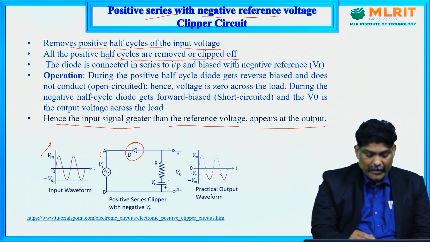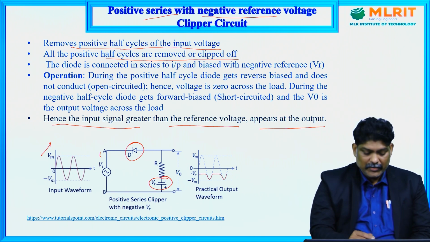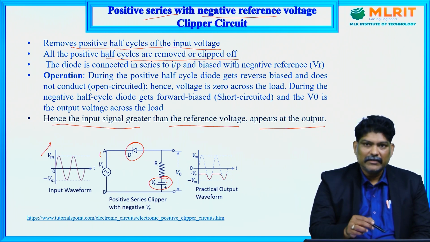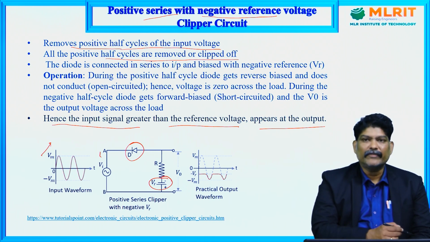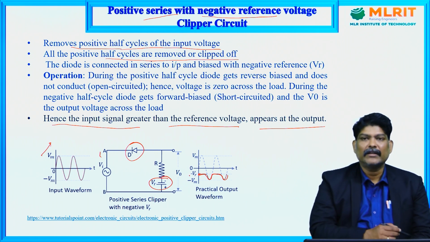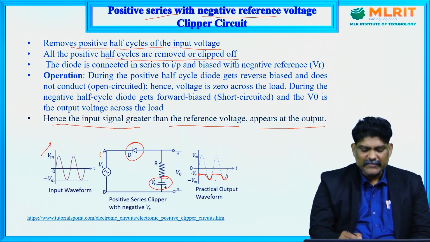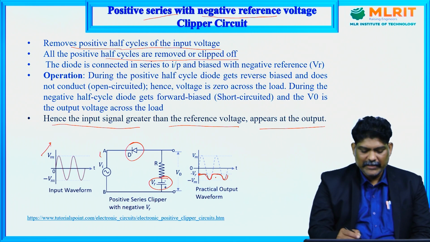See here, we have applied a negative reference voltage. Whenever the input voltage exceeds this negative reference voltage, only then does the diode start conducting. So we have the output voltage from this minus VR. Beyond minus VR, we will get the actual output. So some portion will be reflected on the negative side.